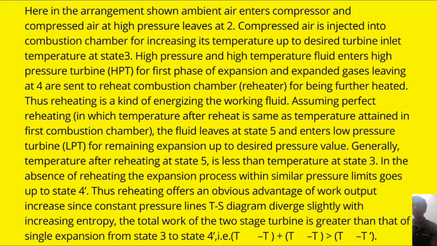Compressed air is injected into the combustion chamber for increasing its temperature up to the desired turbine inlet temperature at state 3. High pressure and high temperature fluid enters the high pressure turbine, HPT, for the first phase of expansion, and expanded gases leaving at 4 are sent to the reheat combustion chamber, the reheater, for being further heated.